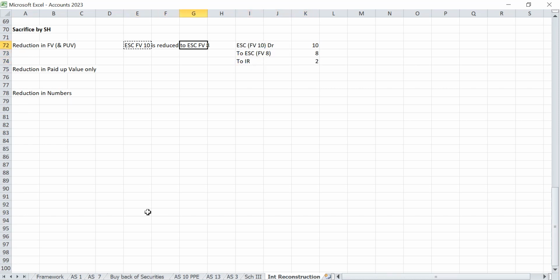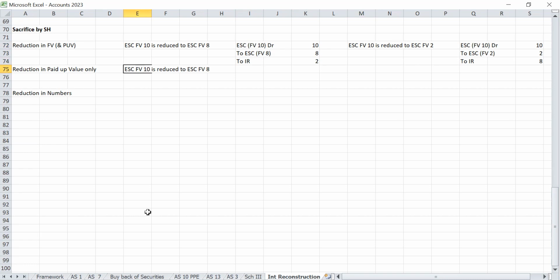Like that, equity share capital face value 10 is reduced to equity share capital face value 2. Now also the entry will be: equity share capital face value 10 debit, to equity share capital face value 2, internal reconstruction 8. Now what happened? Face value is reduced, paid up value is also reduced. Both.